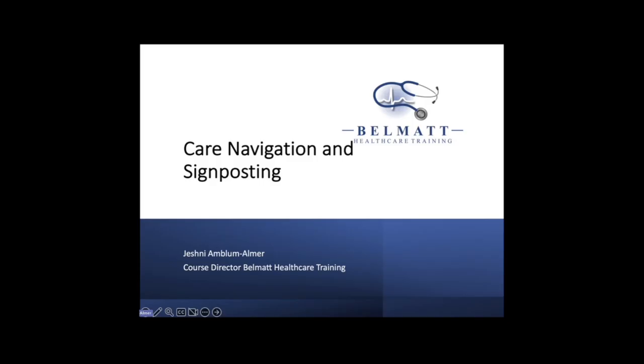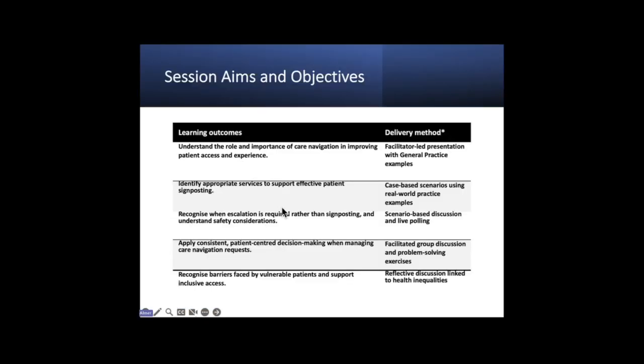I had a little chat with you all, so I had a bit of a feel of what services you have, and we're going to talk a bit more about it. In this session, we're going to look at what care navigation is, and how it improves patient access and experience. We want to keep patients safe. We also want to work safely.